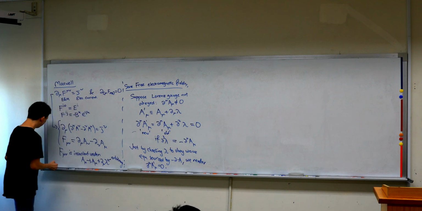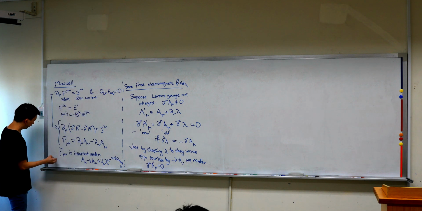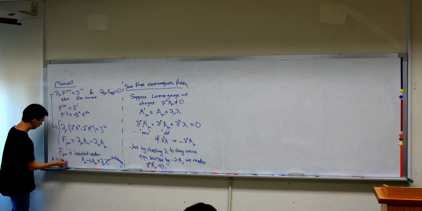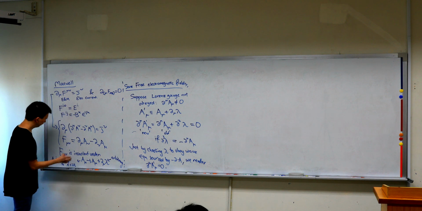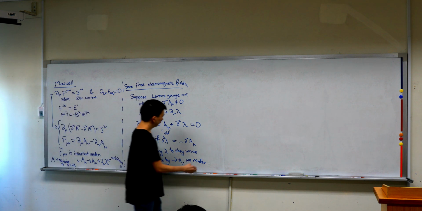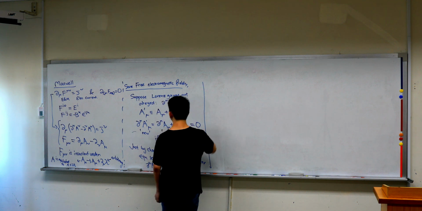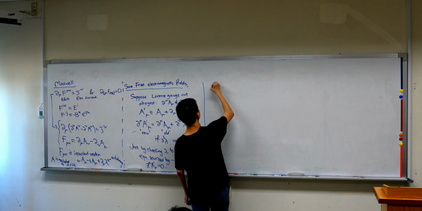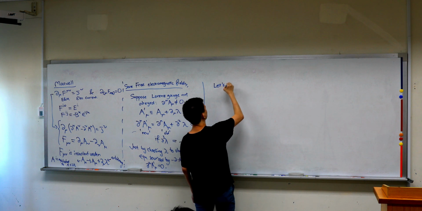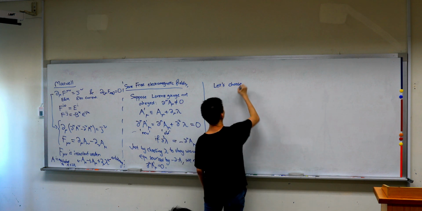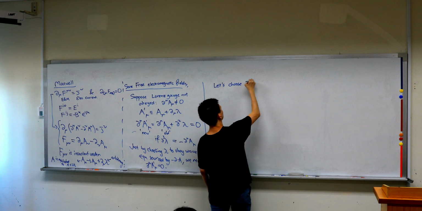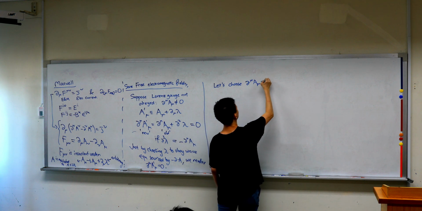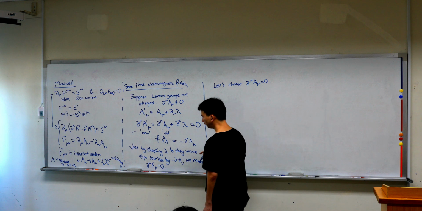Right? So remember, A is equivalent to A plus partial lambda. So now that we have the proof, then we can say, okay, so now let's choose the Lorentz gauge, or let's use the Lorentz gauge. Okay, because now we've proven you can always do it.